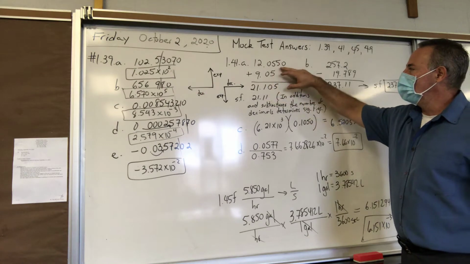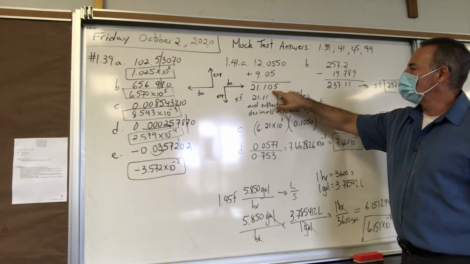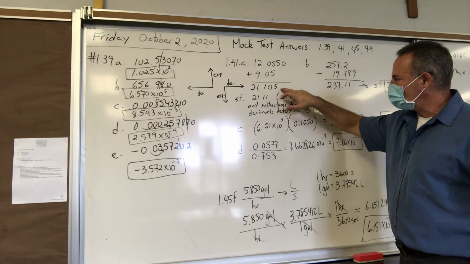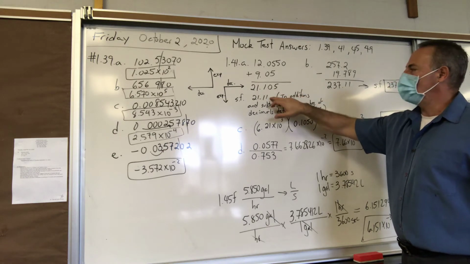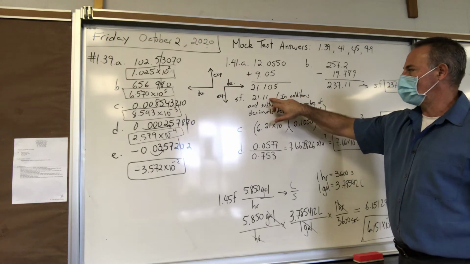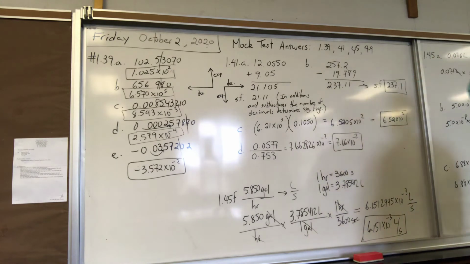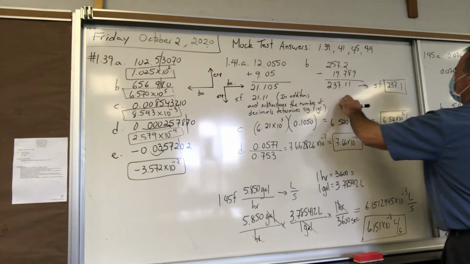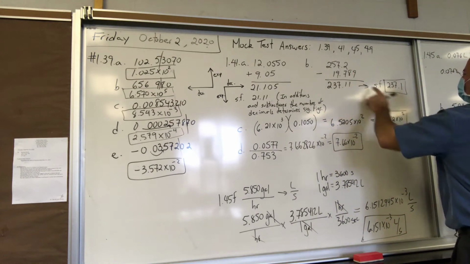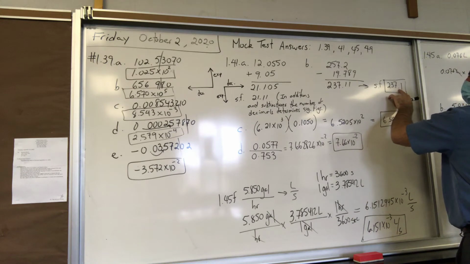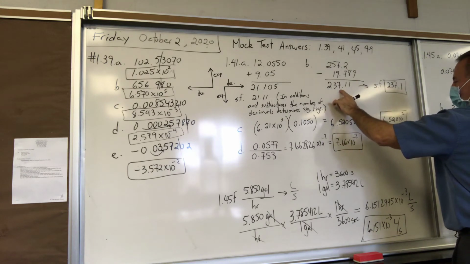You see here we're adding, so you can't have more than 2 decimal places in your final answer. So I did the answer, and then I reduced it to 2 decimal places. That's why we got 21.11 there. Same thing over here, except now there's only 1 decimal place, so it had to be reduced down to 1 from the original answer you get in your calculator.